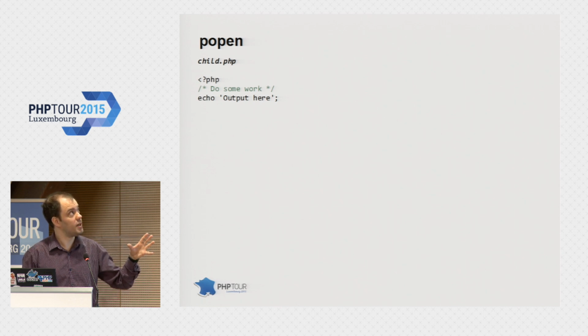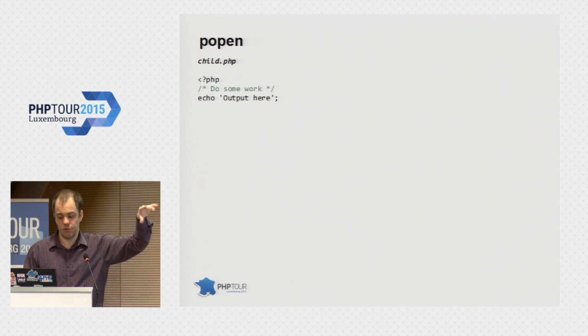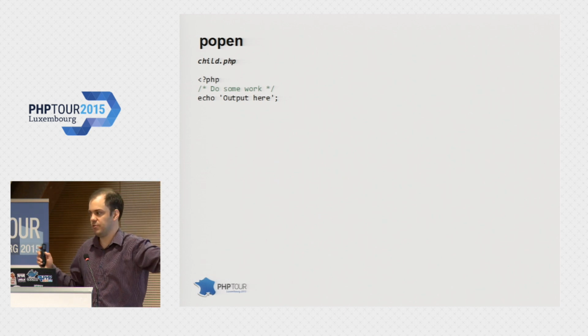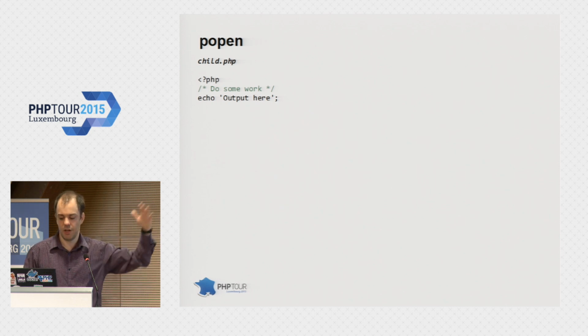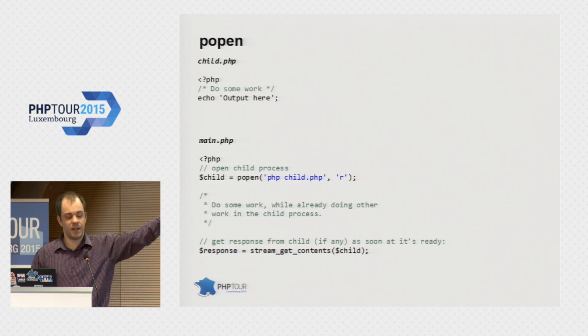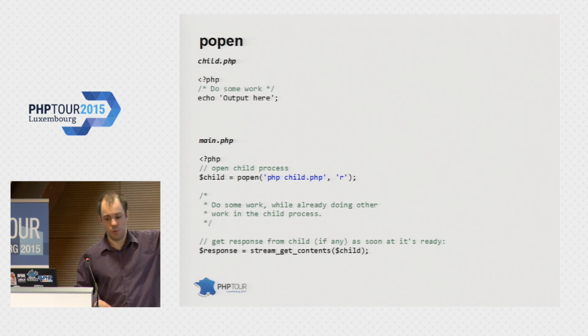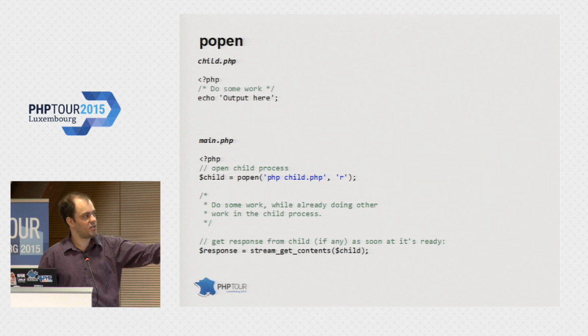So the third one is popen. Let's say we have a child.php and we do some work. In this case, we just echo something. But it could be a lot more, could be very hard work, could take 10 seconds. Doesn't really matter what it is. Then in our main.php, what we can do is just say popen, and then we run php child.php. This is basically just going to launch a process that's going to run child.php. Then we can do whatever work we want to do, and at the end we can just say stream get contents, and we get the output back.